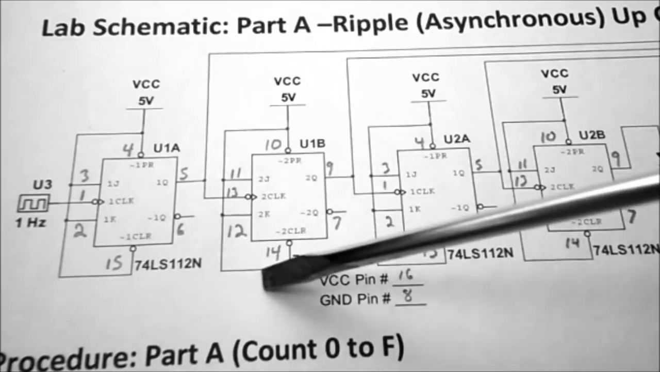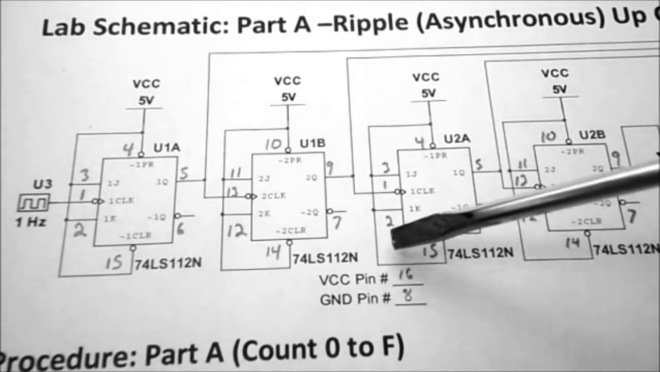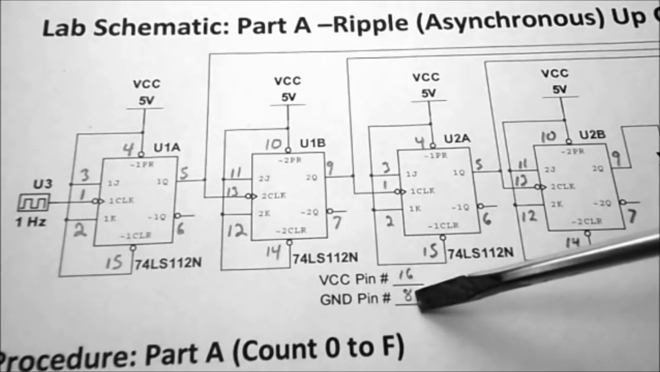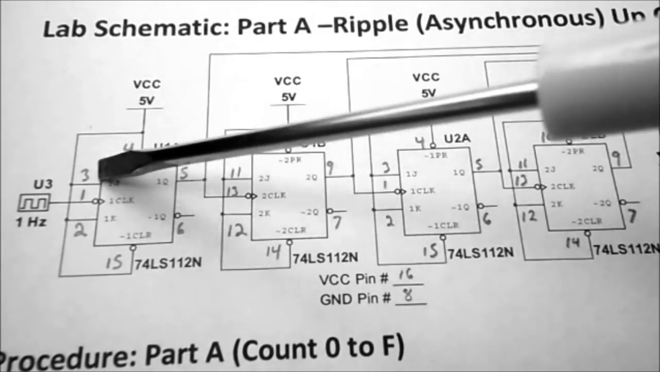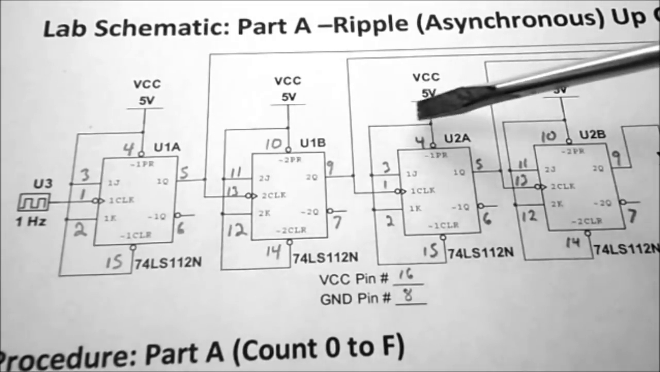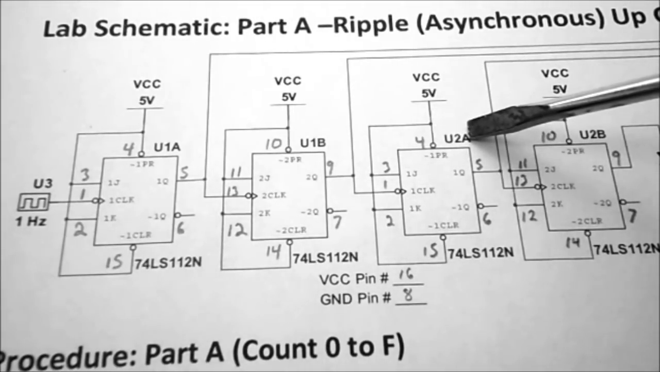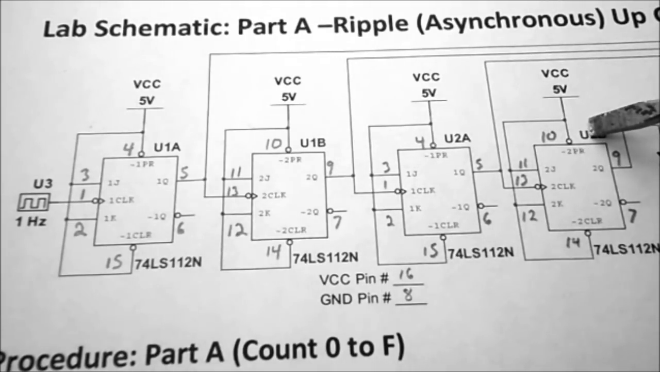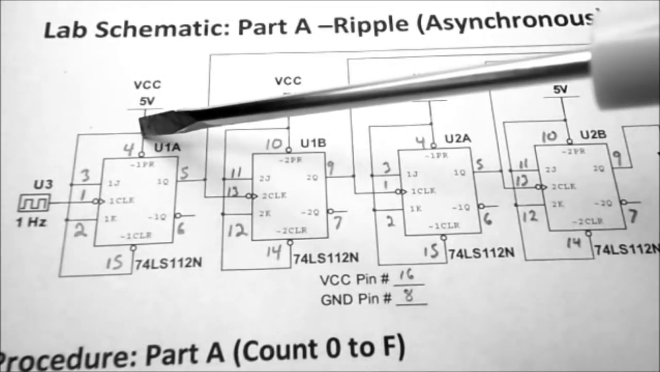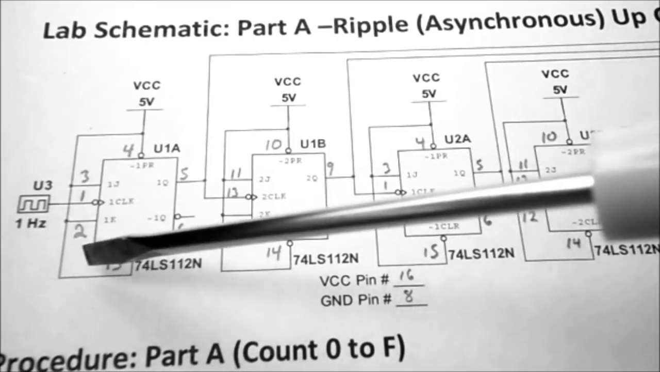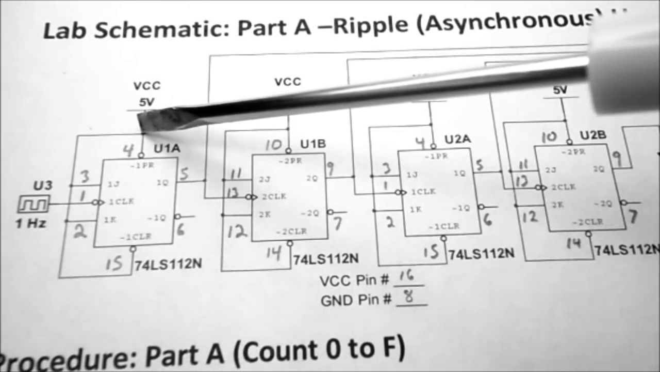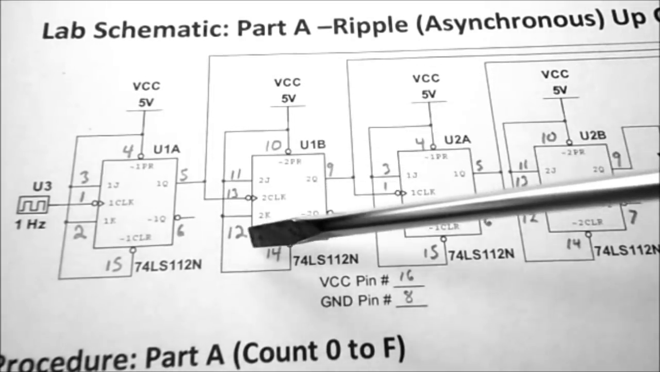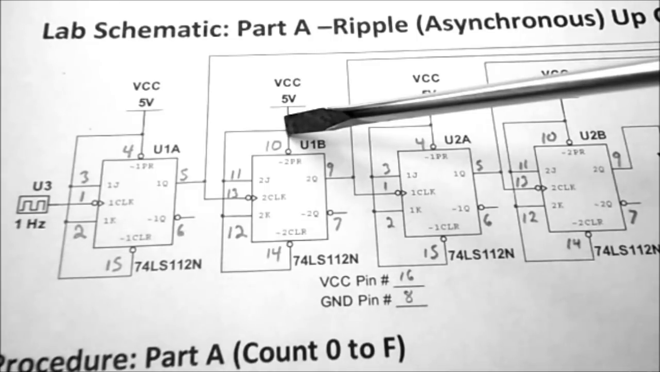So looking at my schematic, you can see I've filled in all the pin numbers. VCC is on pin 16 and ground is on pin 8. You'll notice the pin numbers for U1A are the same as the pin numbers for U2A, and U1B has the same pin numbers as U2B. Pin 4, pin 3, pin 2, and pin 15 all go to +5. And over here, pin 10, 11, 12, and 14 go to +5.